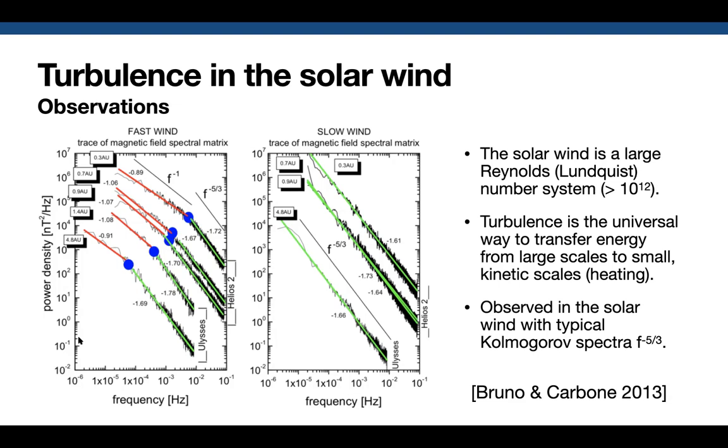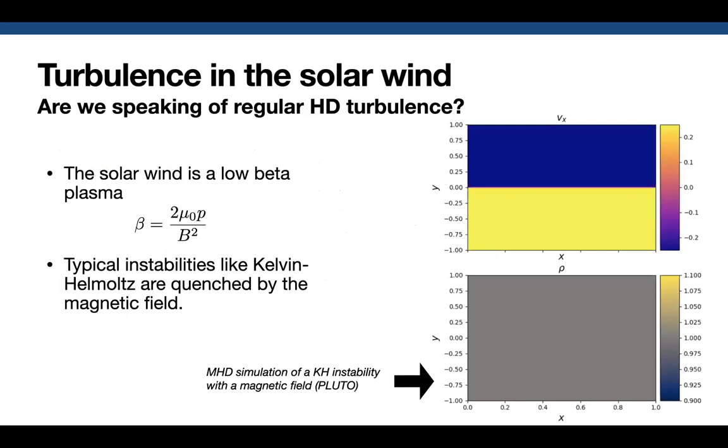And of course, we expect the solar wind to be turbulent because it's a system with a very large Reynolds or Lundquist number. So this is something that we expect. It is, however, very close to the hydrodynamic phenomenology, and I think we don't really understand why yet. Okay, so we have this f to the minus 5/3 slope, and yet it's not really hydroturbulence.